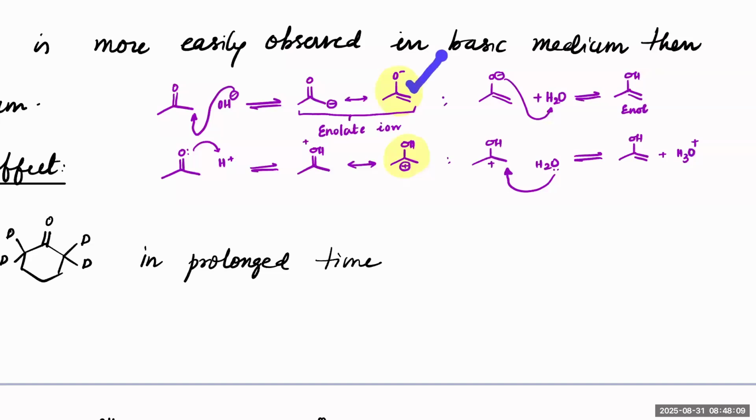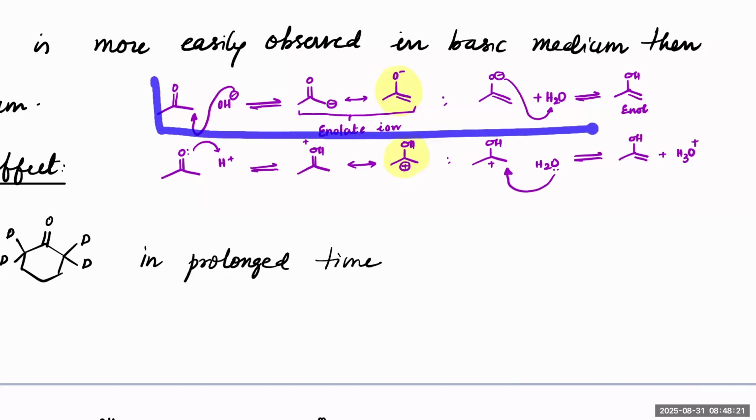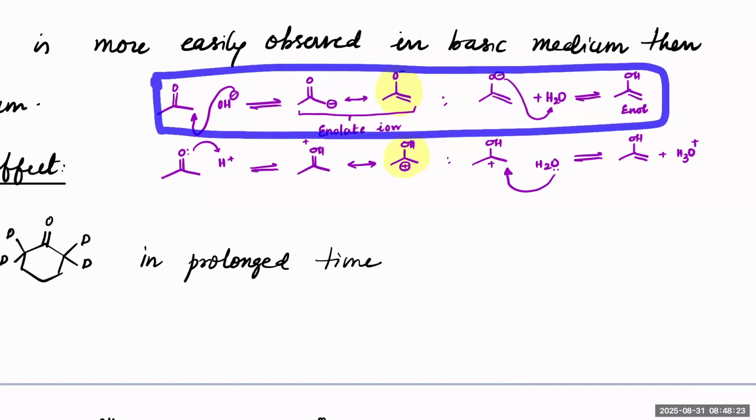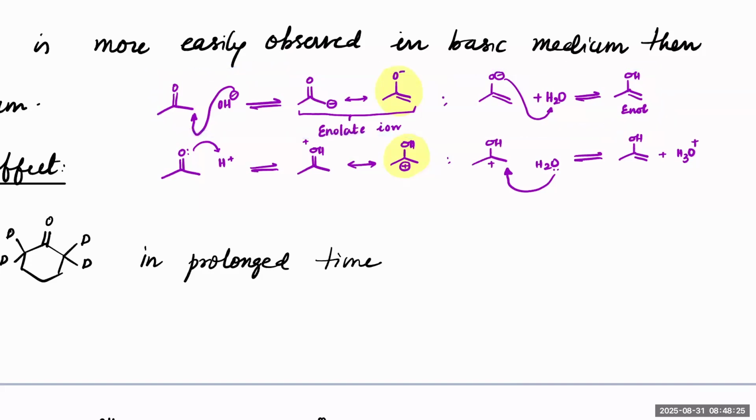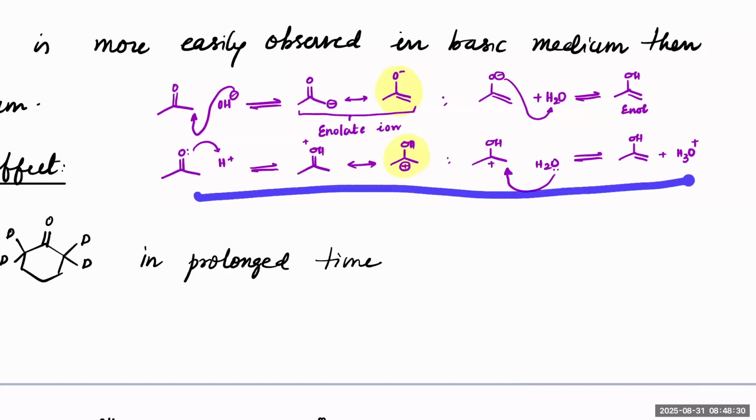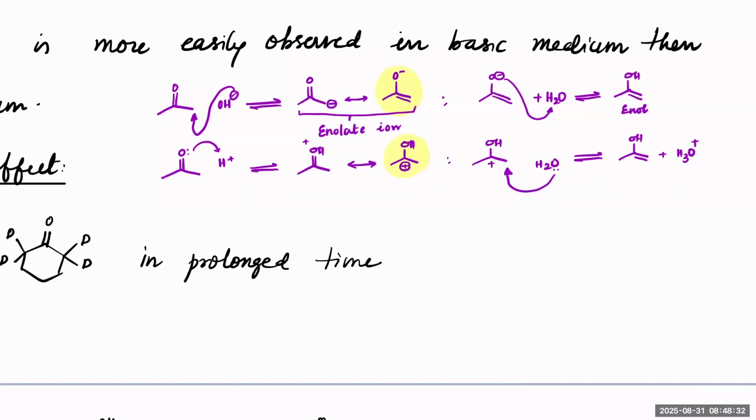So you will notice that if you compare an enolate ion and an enol form, the enol is less stable, and the enolate ion is the more stable form. So that's the reason why the base catalyzed mechanism is more easily observed as compared to the acid catalyzed mechanism.